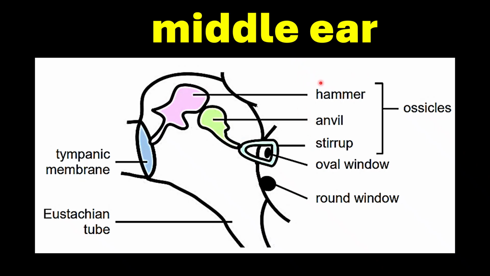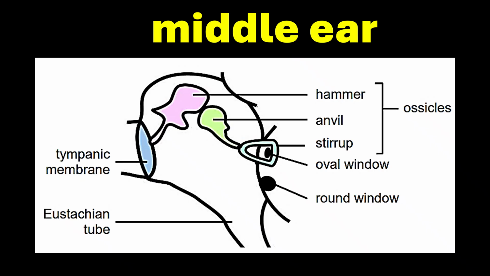So once you are required to provide the names of the bones of the ossicles in their order, you just use the word HAS, where H stands for hammer, A stands for anvil, and S stands for stirrup. The stirrup is in direct contact with the oval window. Below it, we have the round window. These are the components of the middle ear.